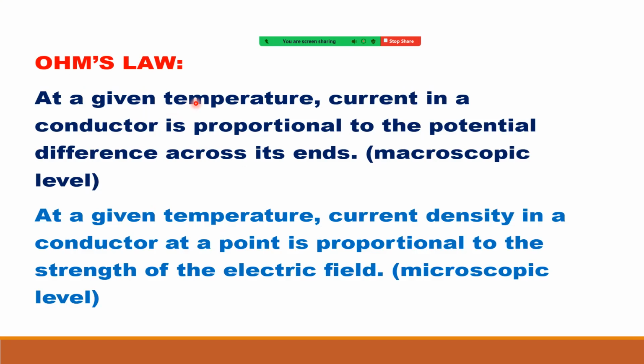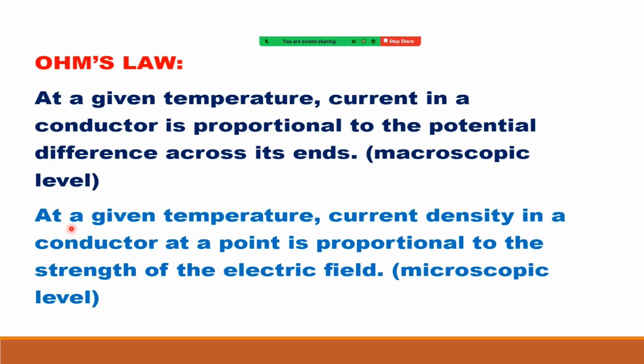So we have derived that I is proportional to V. Then the statement is: at a given temperature, current in a conductor is proportional to the potential difference across its ends. So this is macroscopic level, meaning we are seeing it as a whole.